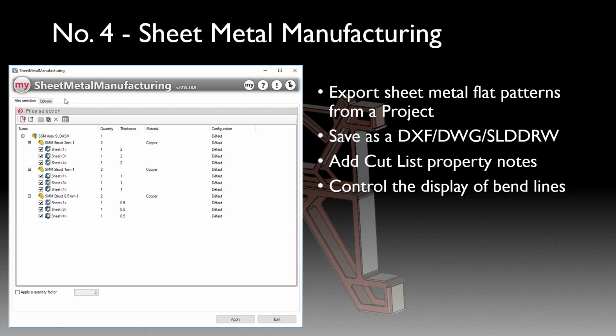The next tool I'd like to pick out is sheet metal manufacturing. I've been asked this question on tech support before, but it's how we export sheet metal flat patterns for the entire project that we happen to be working on. So it can run from an entire project structure, and it can output automatically DXFs, DWGs, and SOLIDWORKS drawings with additions for cut list properties if we need them, and we can control the display of how the items are output in terms of whether they have bend lines or not.